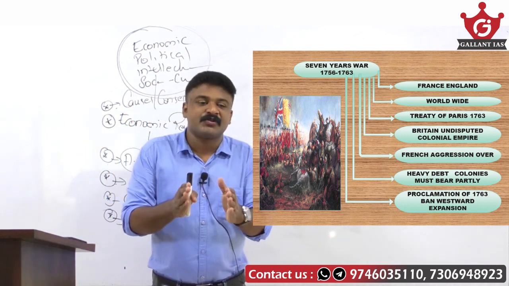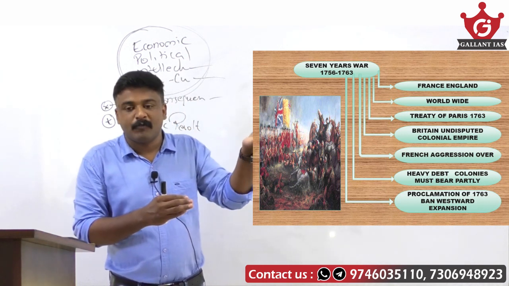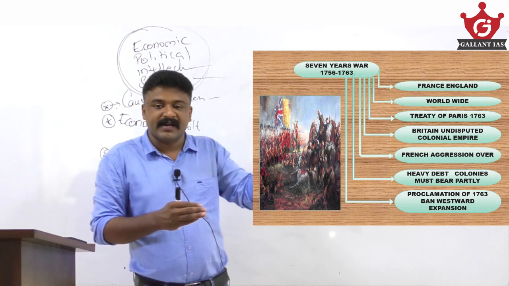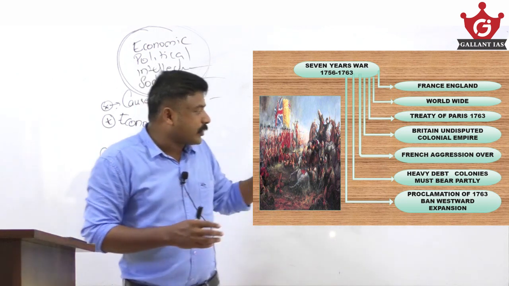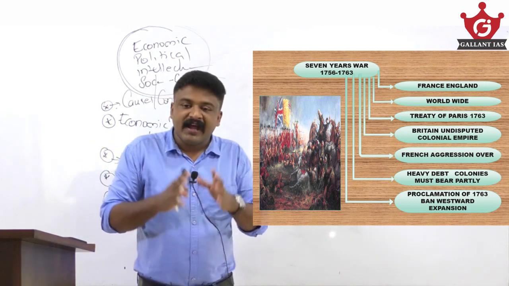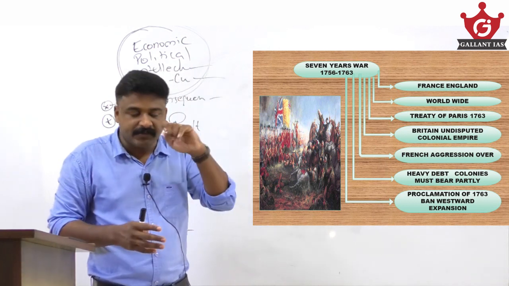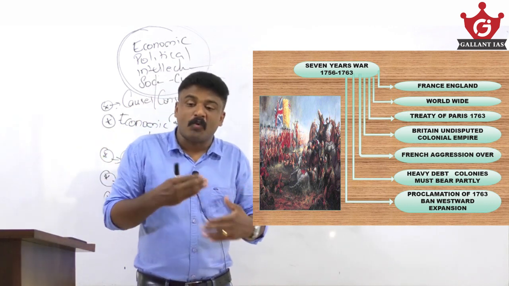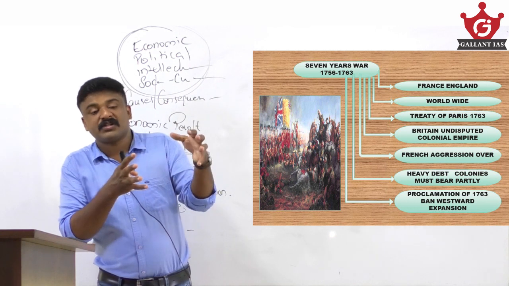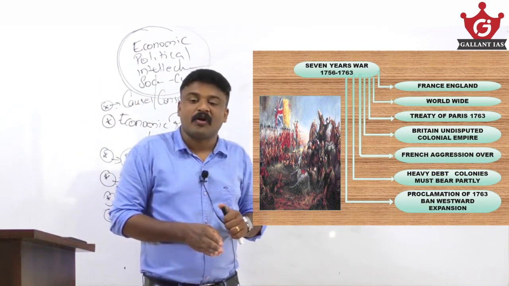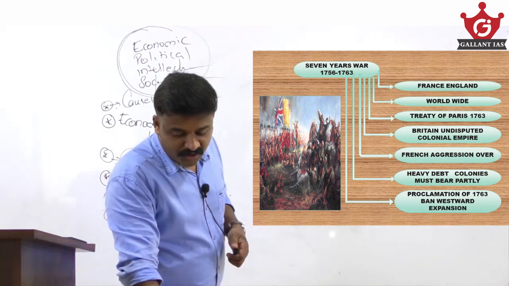The people of these 13 colonies felt they could move westward. But unfortunately, the British imposed the Proclamation of 1763, and it banned their western migration. So there was no scope for western migration. Also, the Seven Years' War expenditure, that heavy debt burden, was imposed upon the colony people. That is one major reason why this revolution started.